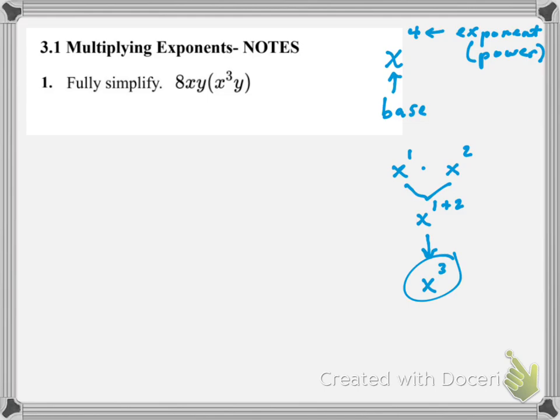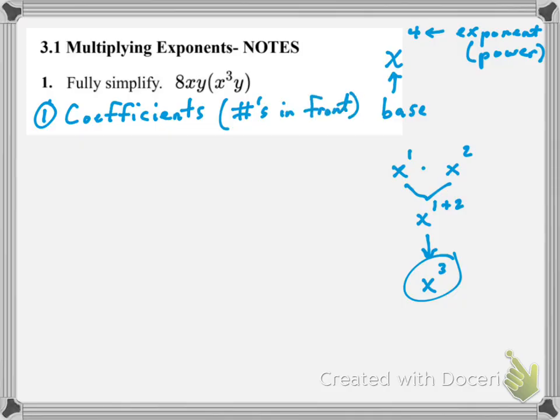So we want to multiply this first problem out, okay? Let's do this in steps. First, let's deal with the coefficients. Now, what is a coefficient? Coefficients are just the numbers in front, okay? So I've got an 8. Now, there's no coefficient in the parentheses, so we just assume it's a 1. So 8 times 1, 8, okay?